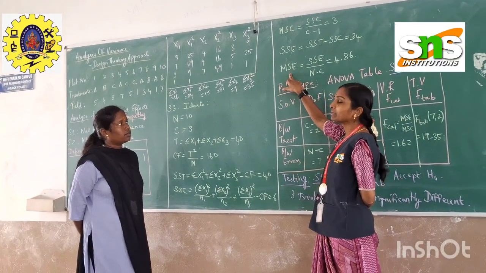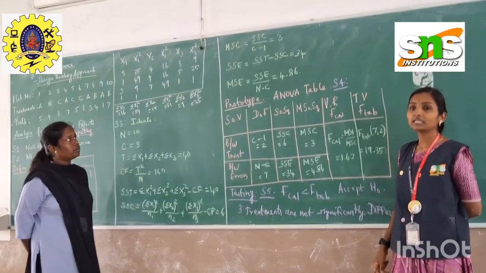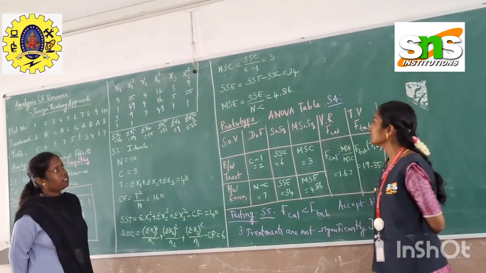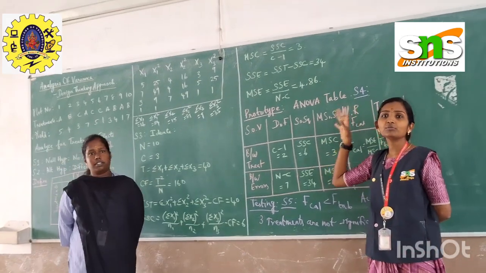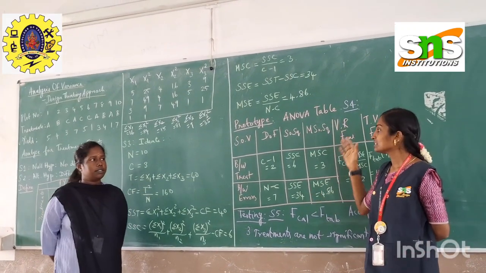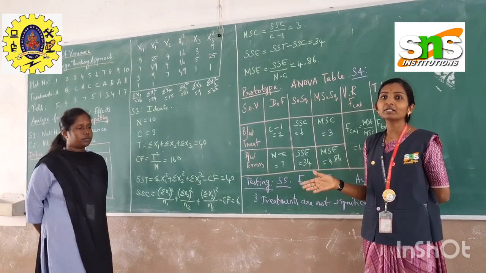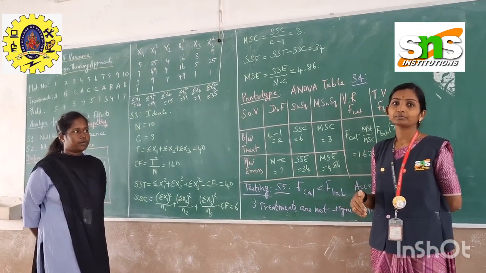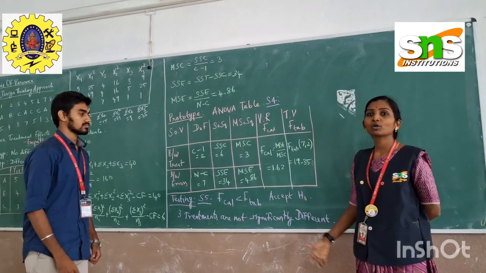The next one we will be calculating is MSE, which is nothing but SSE by N minus C. So its value is 4.86. These can be calculated with the help of a simple calculator. So this is the ideation process wherein we have found all the requirements for the prototyping. Here we have a student to explain the prototype process of this particular problem.